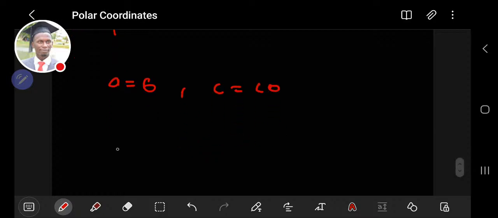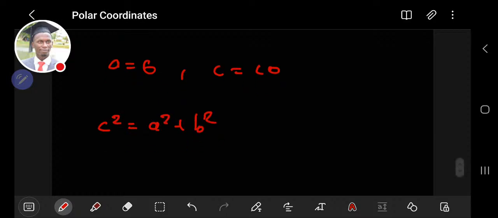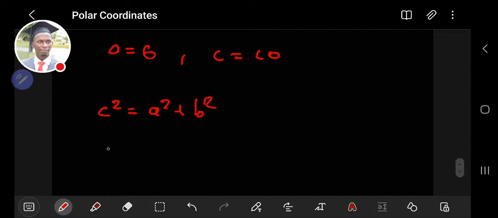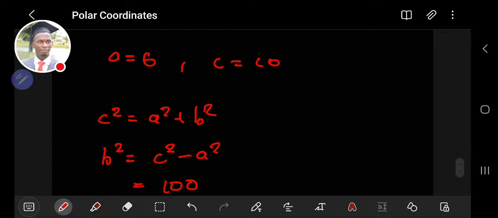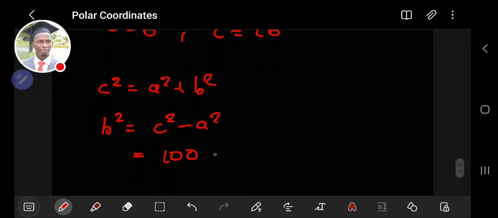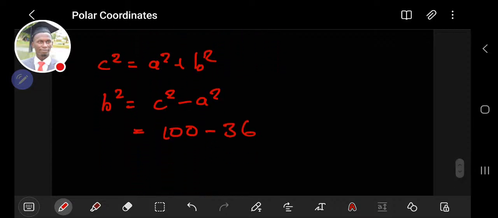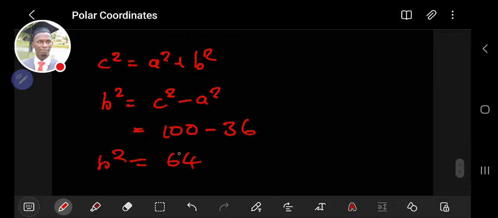So to find B, C squared for a hyperbola is equal to A squared plus B squared. From here we can easily get B squared. It will be C squared minus A squared. Our C squared is 100, our A squared is 36, so this is 64. So our B squared is 64.